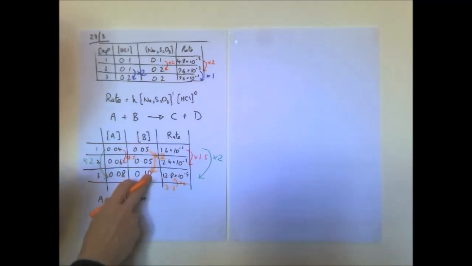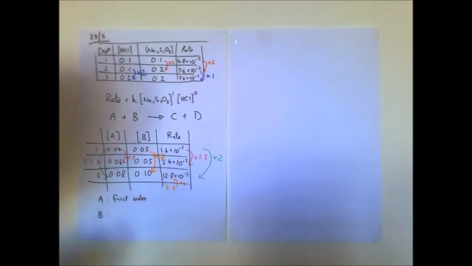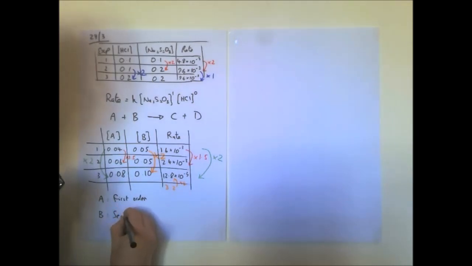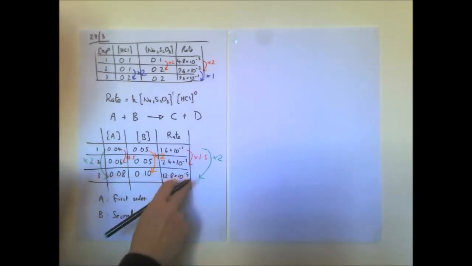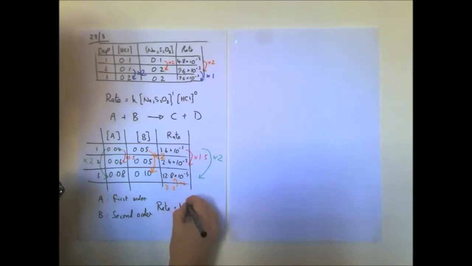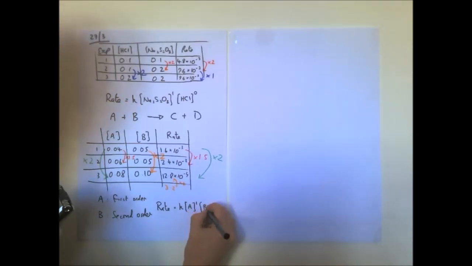Well, if doubling something has increased the rate by 4, that means it's second order, because second order is B squared. 2 squared is 4. So rate must be A to the 1, or you could just write A, and then concentration of B squared. And that's our rate equation right there.